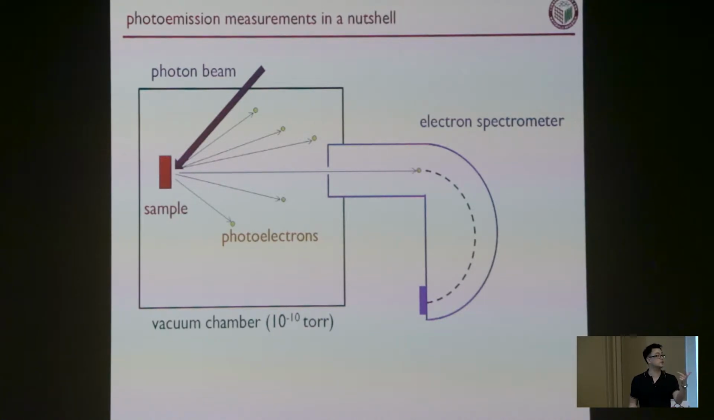If the sample is crystalline, then you orient it relative to the crystallographic axes, your reciprocal lattice vectors. That allows you to map this back into k and energy inside the solid. One catch is that this all has to happen in very high vacuum, typically 10 to the minus 10 or 10 to the minus 11 torr.